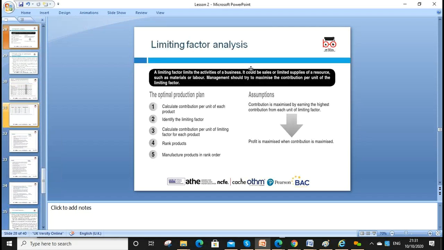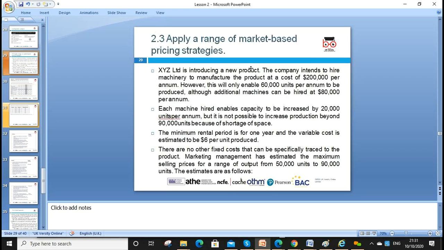Okay, that's the way we can calculate the limiting factor. We always have a limiting factor. The limiting factor is crucial, because it's called a constraint, and in a business we have constraints. The limiting factor can be labor hours or machine hours, and we need to make sure we produce the units that give a high contribution.